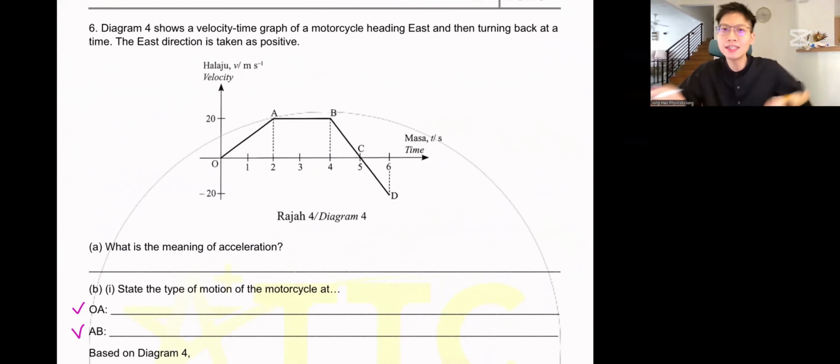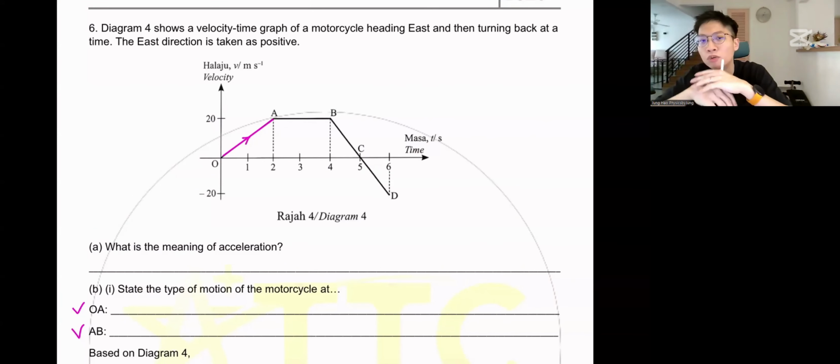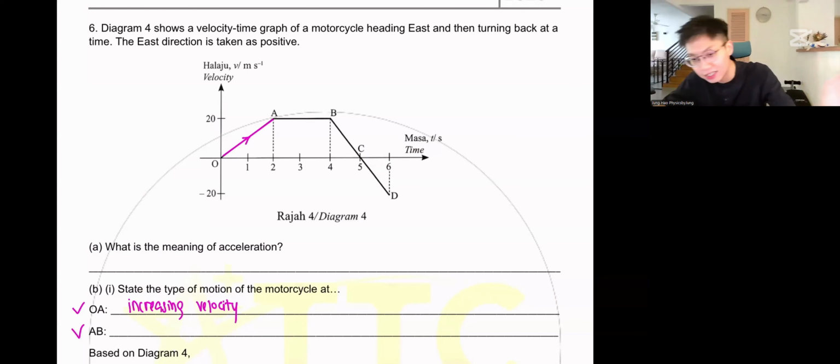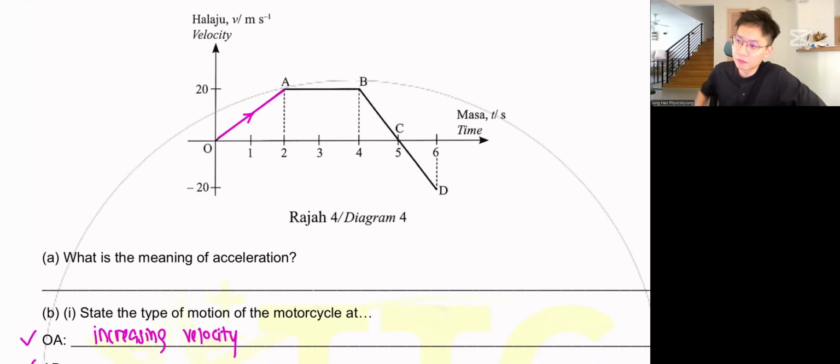Let me ask you a question. Usually, your school teacher teaches you how to write. Let's say OA like that. This is my velocity. So what's the type of motion of the motorcycle for OA? Since the line goes up, can I say that this is increasing velocity? Can I write like this? Yes or no? Actually, it is also constant velocity for OA. Why can't I write increasing velocity only?